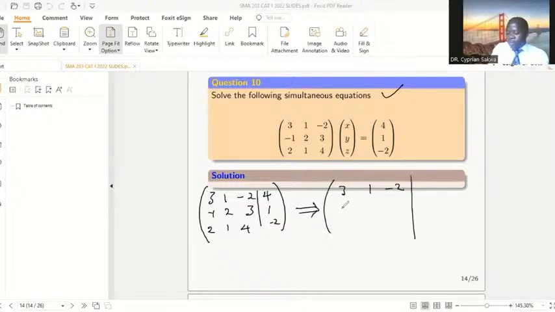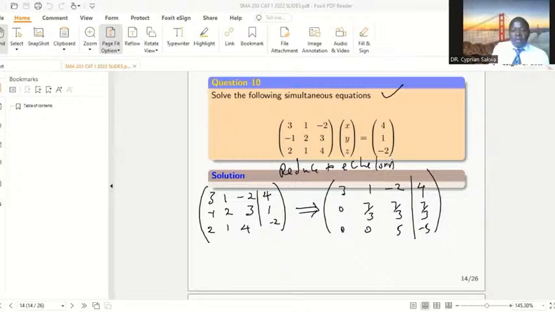What I get is 0, 7 out of 3. Try and see that you get this 7 out of 3, and then this was 4, this was 7 out of 3, and this is 0, 0, 5, negative 5. So this is what you get if you reduce to echelon form. Of course, there are so many steps involved, and so I leave that to you as an assignment because you already know how to do that.